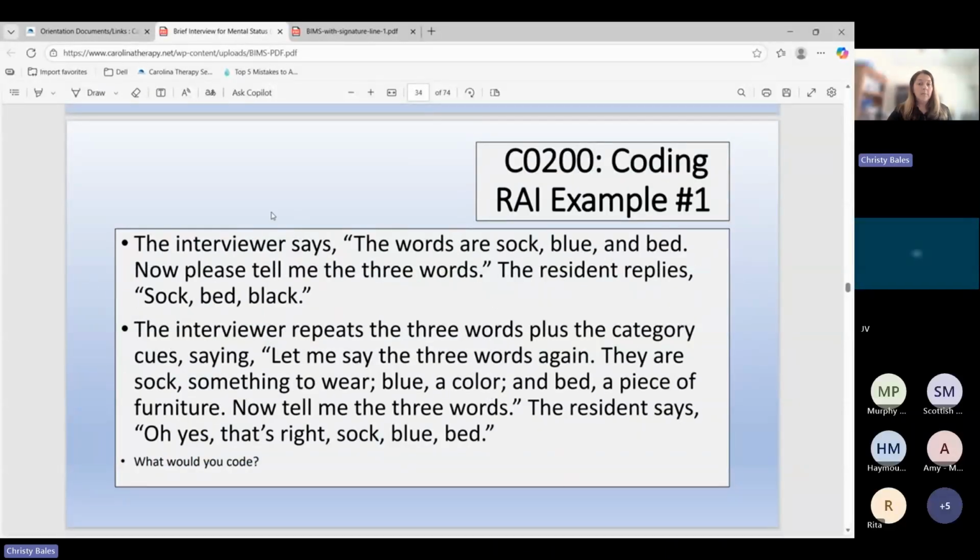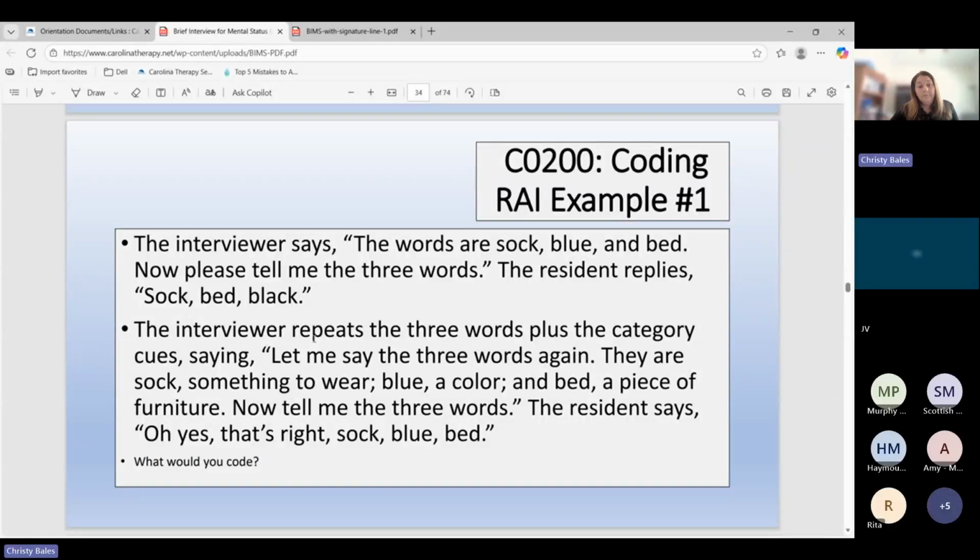So here's another example for C0200. The interviewer says the words are sock, blue, and bed. Now please tell me the 3 words. The resident replies, "Sock, bed, black." The interviewer repeats the 3 words plus the category cue, saying, "Let me say the 3 words again. They are sock, something to wear, blue, a color, and bed, a piece of furniture. Now tell me the 3 words." The resident says, "Oh yes, that's right, sock, blue, bed."